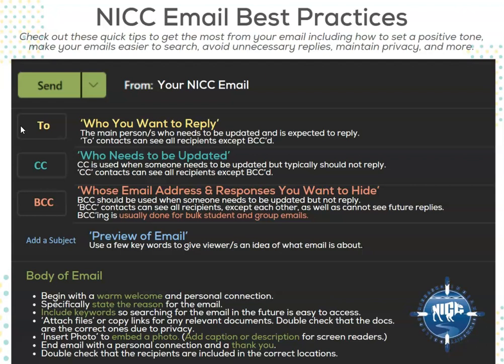But when we use the To line, there's also certain things we want to be aware of. One is that this person is, for the most part, the main person that this is about or that we want to reply from. So this person, or persons, is going to be your main contact and who you expect to continue communication with. The next item, CC, or carbon copy, is who needs to be updated about this reply. Typically, folks who are CC'd are not going to reply to the email itself, but rather they're just people who need to be updated on what's going on.